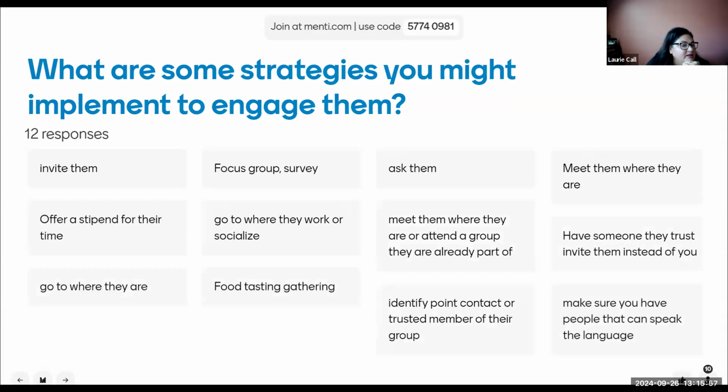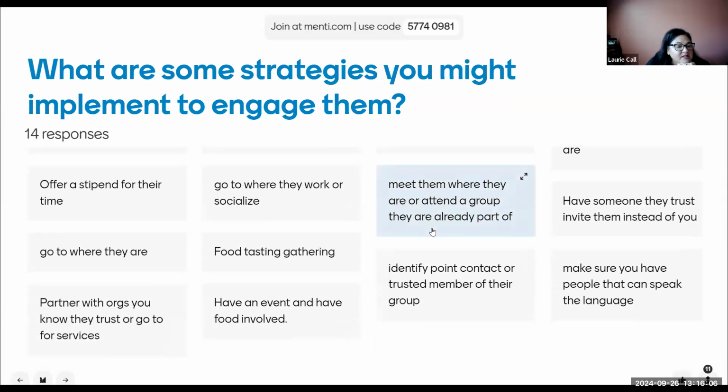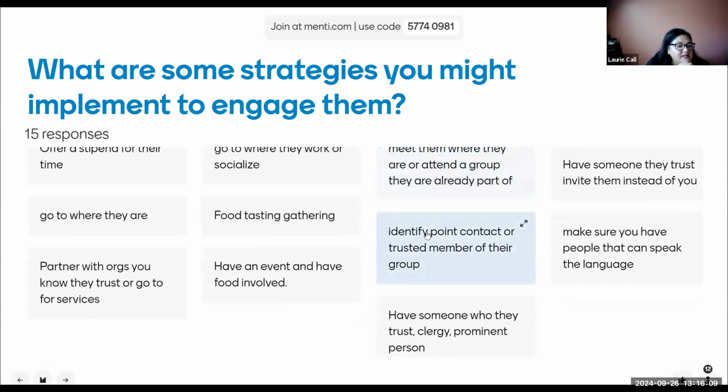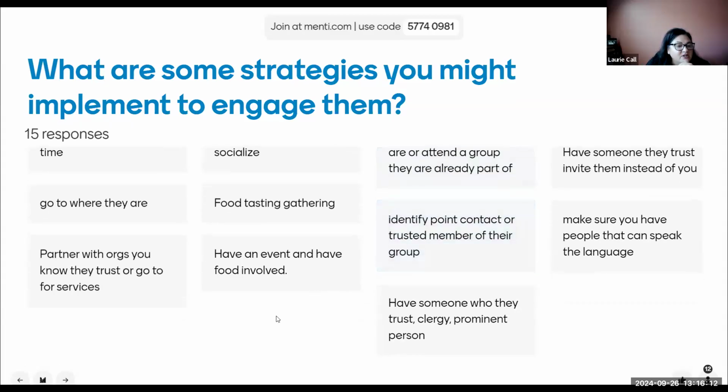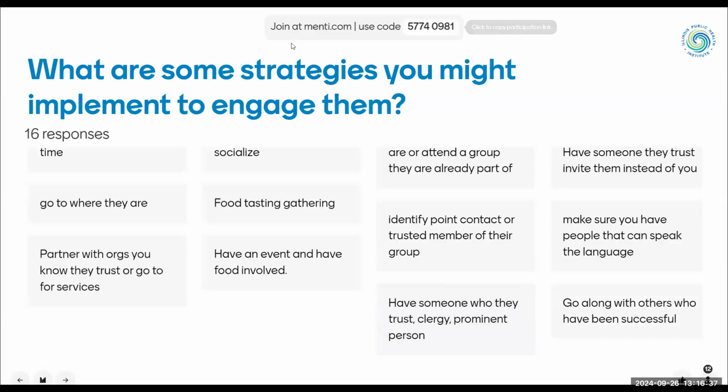Meet them where they are, great. Offer a stipend for their time, go to where they are, excellent. Food tasting gathering, meet them where they are or attend a group that they're already part of. Identify a point of contact or a trusted member of their group. So some kind of connection that you have. Make sure that you bring people or have people who can speak their language. Have someone who they trust, a clergy or a prominent person. Have an event and have food involved. Partner with organizations you know they trust or go to for services. Great, great ideas. Someone put in the chat to ask in person where they are and invite them.